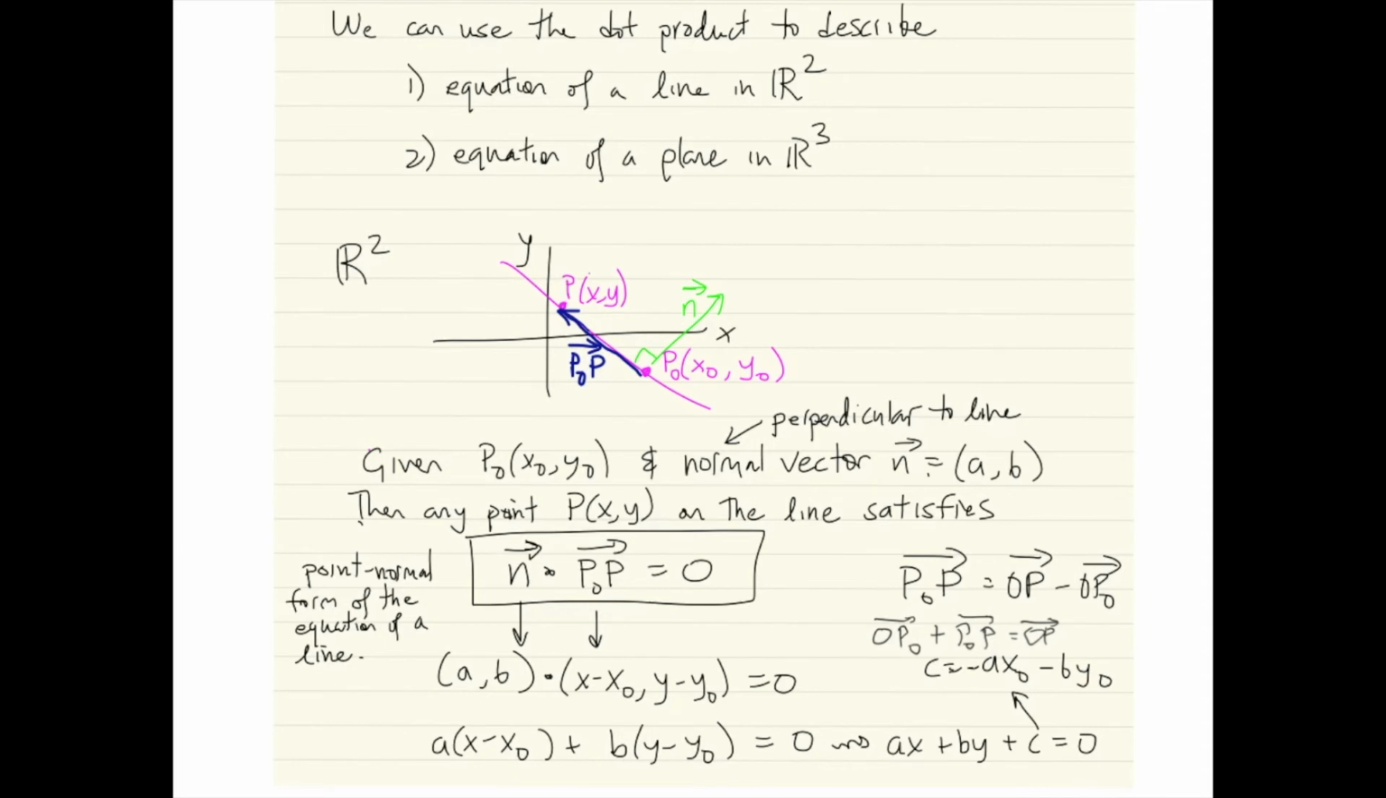Okay, so once we've explained this part, then we take the dot product, and that's just A times x minus x0, B times the second component here, y minus y0, set that equal to 0, and then doing the algebra, we get that ax plus by plus c equals 0, where c is equal to this thing. On the next page, we'll do an example.